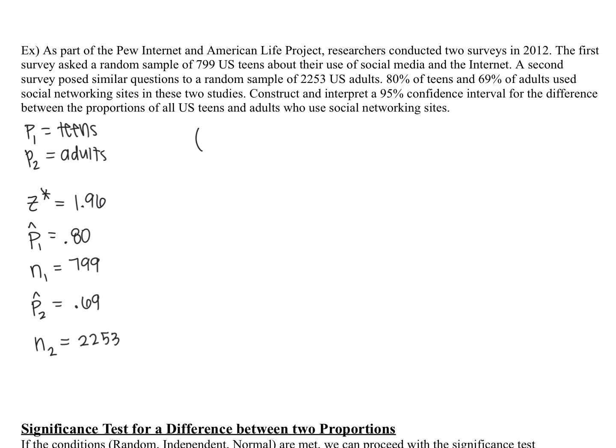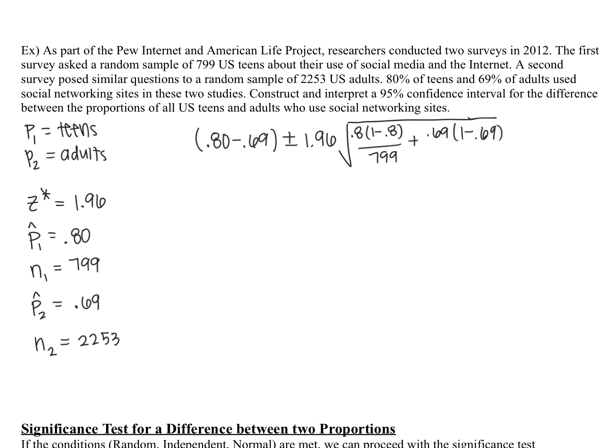So when we do P1 hat minus P2 hat, we'll do 0.80 minus 0.69 plus or minus 1.96 times the square root of 0.80 times 1 minus 0.80 over 799 plus 0.69 times 1 minus 0.69 all over 2253. Similar to when I do a regular confidence interval, I like to do it in steps. So 0.80 minus 0.69 is going to be 0.11 plus or minus.